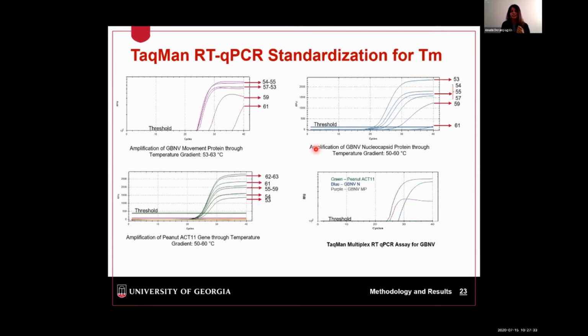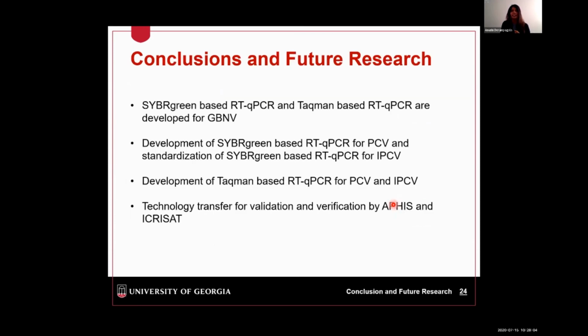After seeing these graphs, we developed a multiplex RT-qPCR. Here we add all these primers together in one tube, which makes the process quick and also helps in saving reagents. Successfully, we were able to detect these three curves without any cross interactions. With that, here comes the end of my presentation.